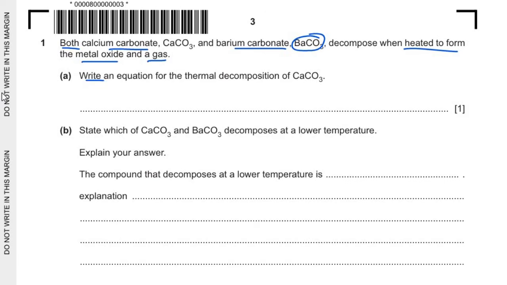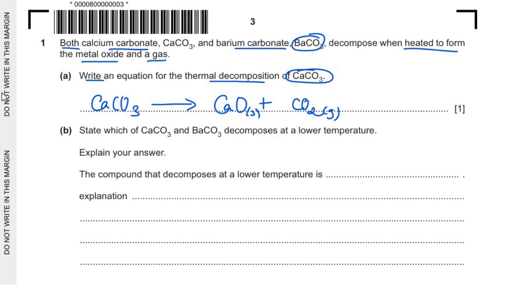Write an equation for the thermal decomposition of calcium carbonate. Now, very simple and straight: the thermal decomposition of calcium carbonate forms calcium oxide and CO2, that is carbon dioxide gas. So here we complete the equation, which is already balanced.